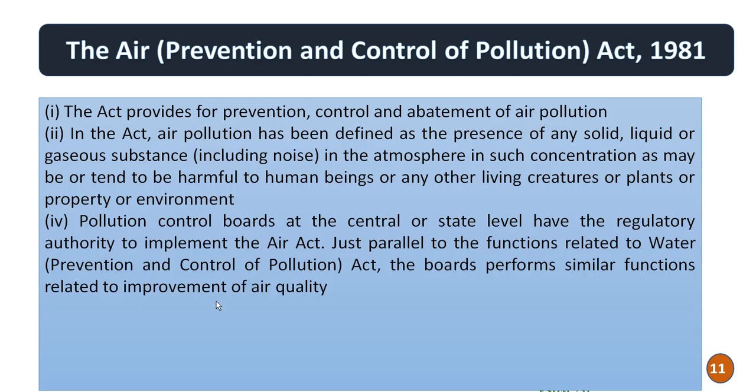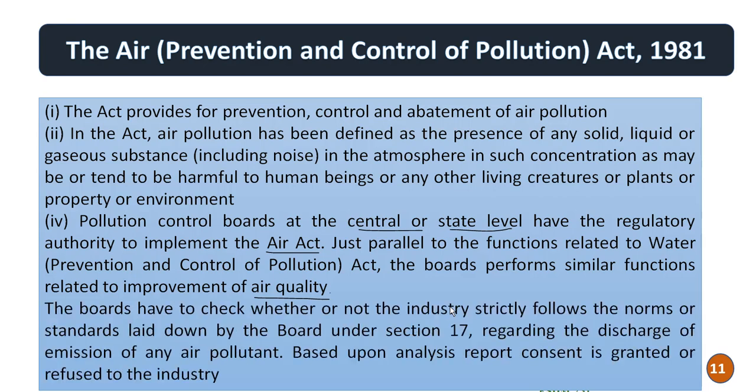Then pollution control boards at the central or state level have regulatory authority to implement the Air Act. So by this law, the pollution control boards at the central or state level have regulatory authority to implement this Act, and just parallel to the functions under the Water Prevention and Control of Pollution Act, the boards perform similar functions related to the improvement of air quality.